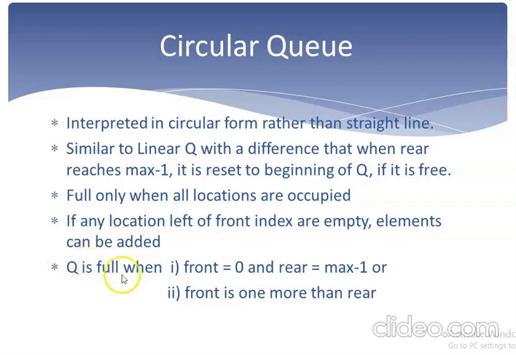So in that case, the queue is considered full under two conditions or two states. When front is 0 and rear is max minus 1, we can say that the queue is full because there will not be any spaces left. Another condition is when front is just one more than the rear. That is, front and rear are at consecutive locations where front is towards the right of rear. In that case also, we can say it is a full queue.